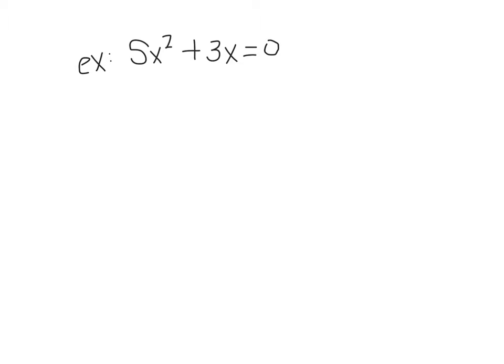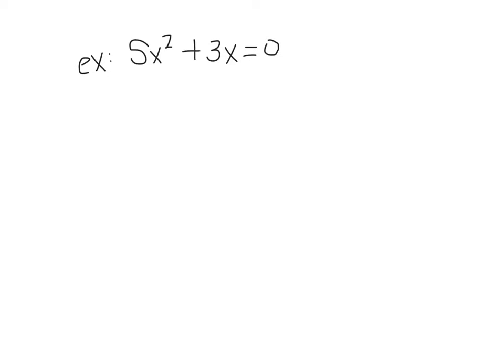Now we're going to look at some more examples of solving quadratic equations. We have 4 methods that we have looked at: factoring, completing the square, using the quadratic formula, and using the square root property. Now we have a quadratic here that doesn't have a constant term.